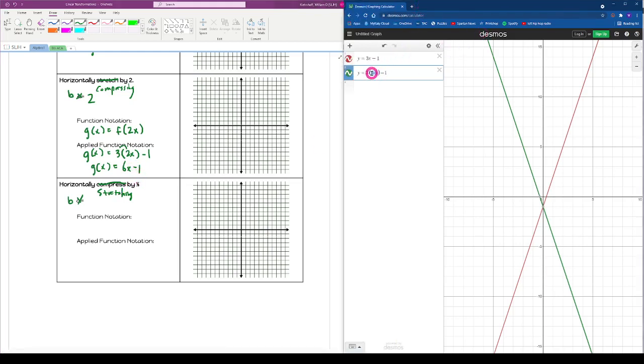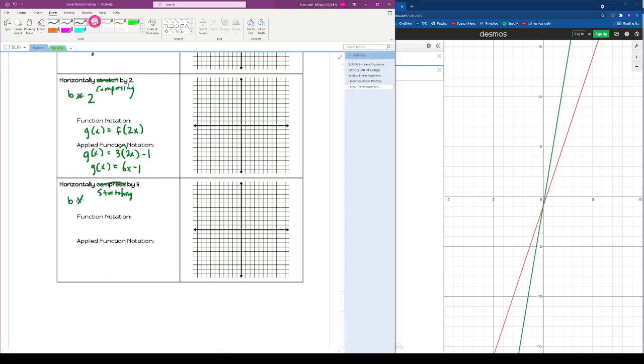So we had 3x minus 1. In parentheses, we're changing this to be 2 times x. And we end up with a horizontal compression, which is like a vertical stretch. We kind of scrunched the line in left to right and made it taller. And we end up with the same y-intercept, but a steeper slope. So drawing these, we get, they both cross at -1.